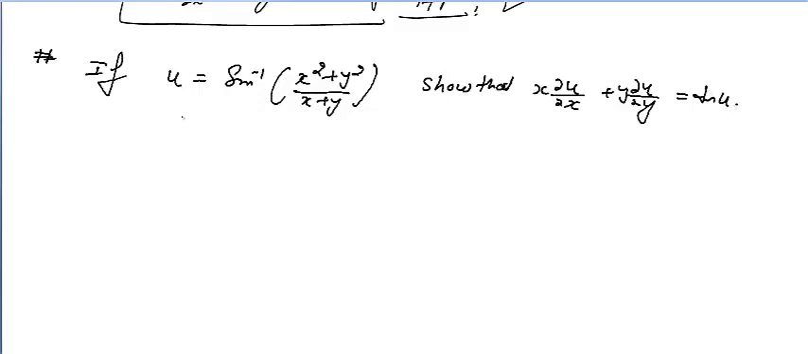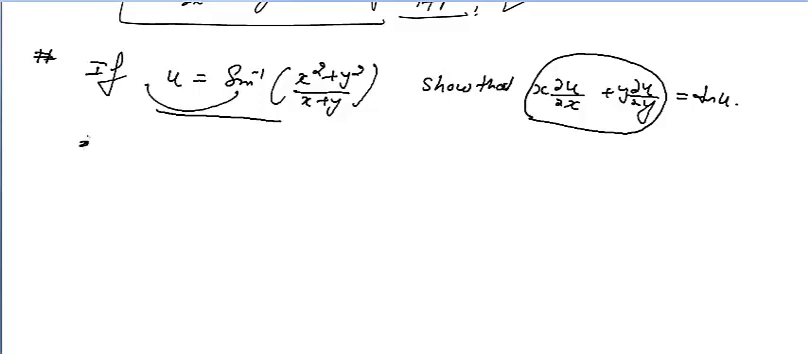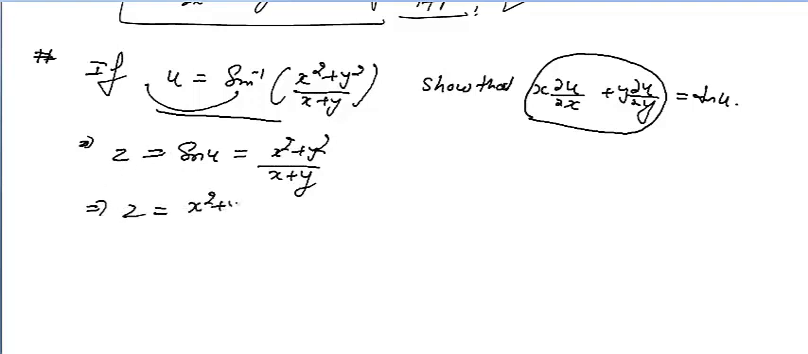Okay, so now the question is in the form of u. It is very much clear from the question that you can apply the Euler theorem, but it is applicable only on a homogeneous function. So what I will do, I will take this sine here. I will write sine u is equal to (x square plus y square) upon (x plus y), and I will let this be equal to z now. So you have z is equal to (x square plus y square) upon (x plus y).